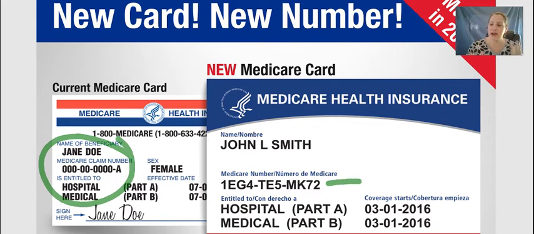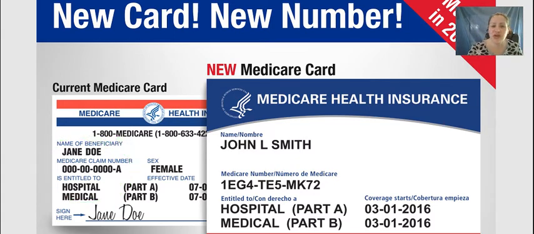We went through this transition, and we're now to the point where if we bill with that old number that was somebody's Social Security number, we will not get paid. The transition is now complete. It took a while. They had to mail a new card to every Medicare person in the entire country, so it was a very big process.